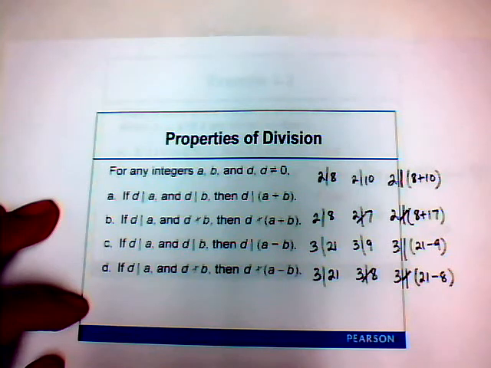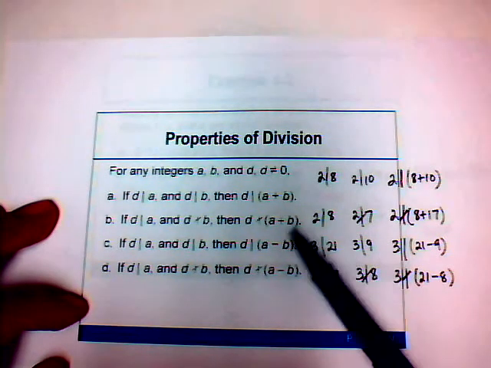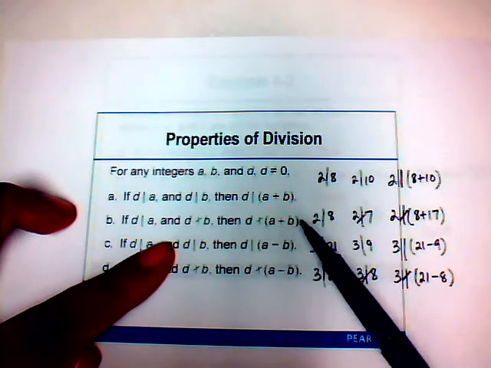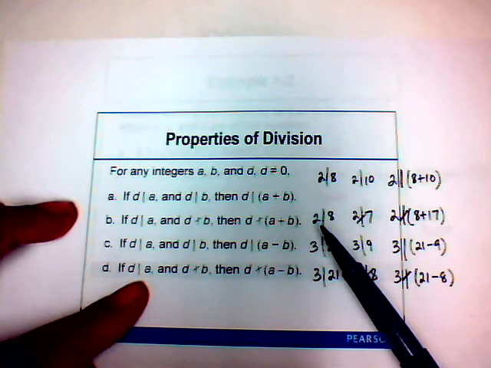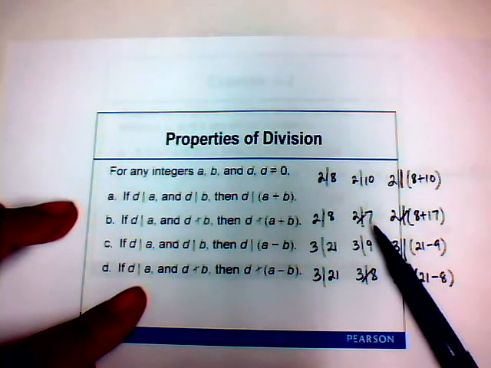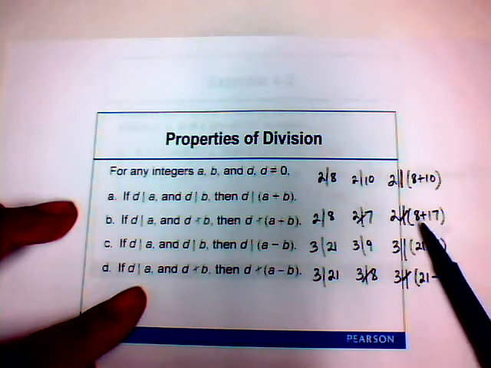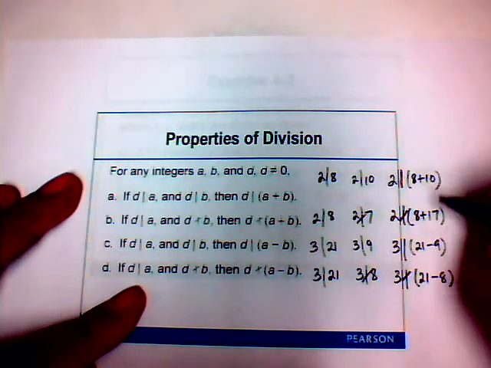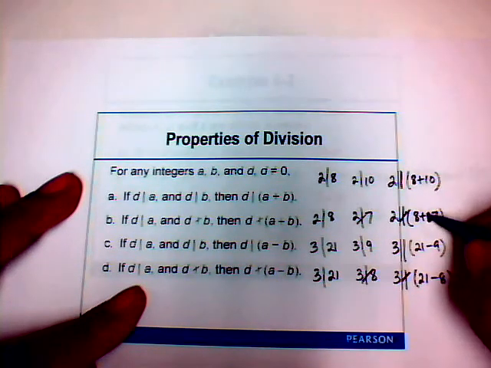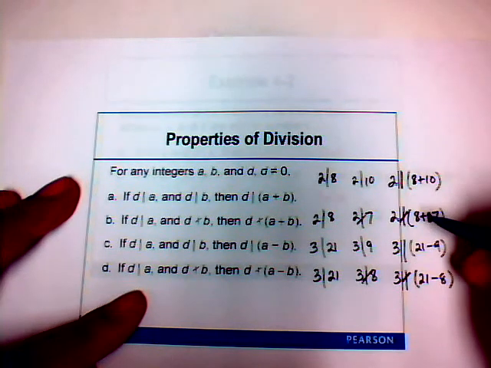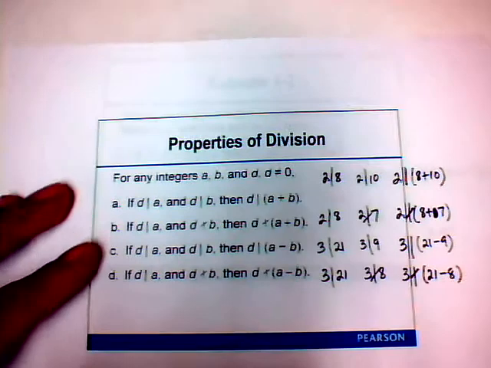Part B, if d divides a and d does not divide b, then d will not divide the sum of a and b. Here's an example. 2 does divide 8. 2 does not divide 7. So if I add 8 and 7 together, that would give you 15. And 15 is not a multiple of 2, so 2 will not divide 15.